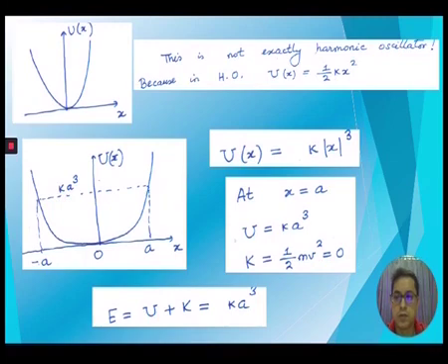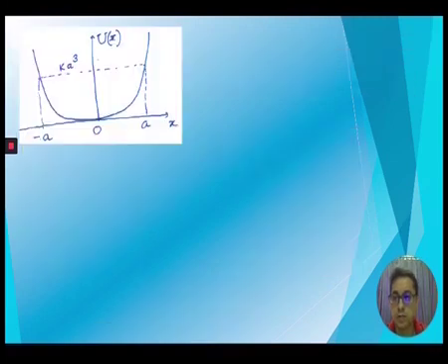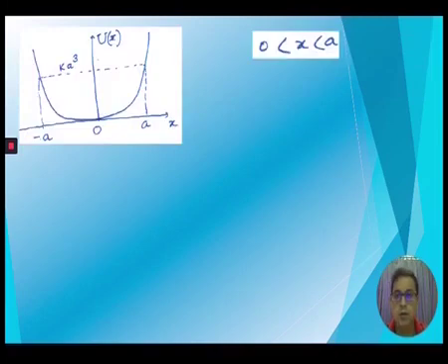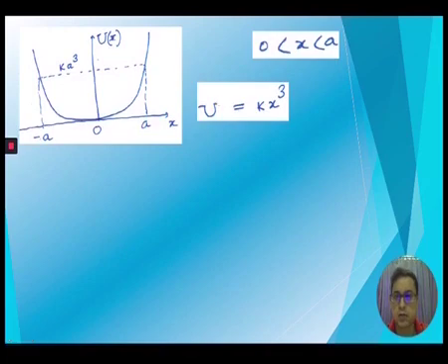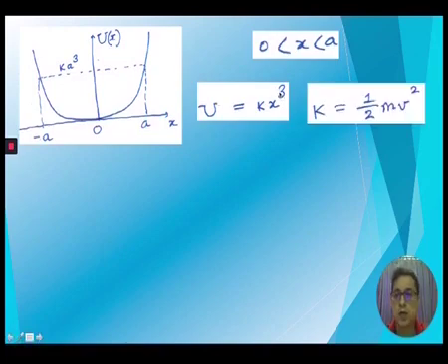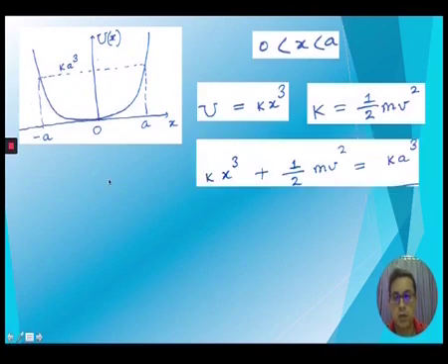Alright, so this much information you have now from here. And then, if you look at any point, suppose at a given position x between 0 and a, the potential energy in that case would be U equals kx cubed, and if the velocity is say v, then the kinetic energy would be half mv squared. So at any given position x between 0 and a, the total energy would be kx cubed plus half mv squared.